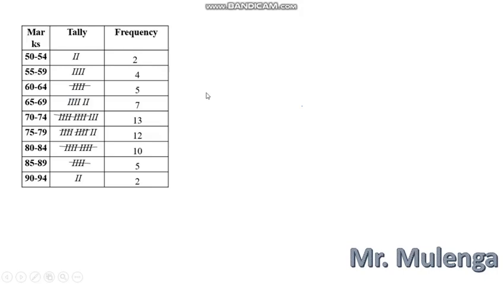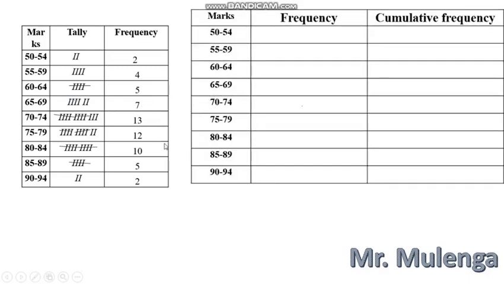So our cumulative frequency table is going to have 3 columns. It's going to have the marks. It's also going to have the frequency. So these are the things that we have here: the marks, the frequency. Then it's also going to have the cumulative frequency. So this is our table.